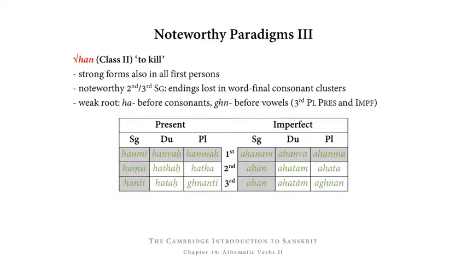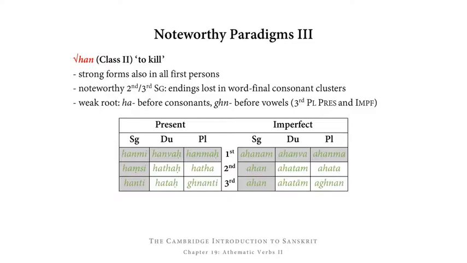Next up, we have another class 2 verb, namely han, to kill, which has a number of formal peculiarities. First of all, we find the strong stem, the guna stem, not just in the singular, but also in all the other first persons. So han, which is the stem in guna, appears in the singular in the present, hanmi, hansi, hanti. Hansi is just han plus si, but with internal sandhi. Then in the first dual, hanwach, and in the first plural, hanmach.